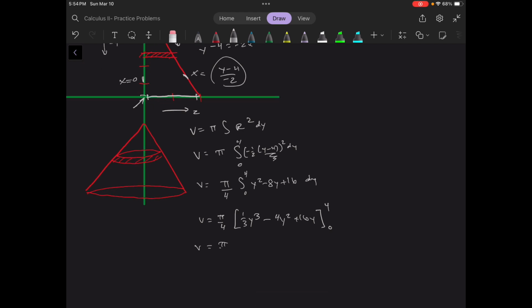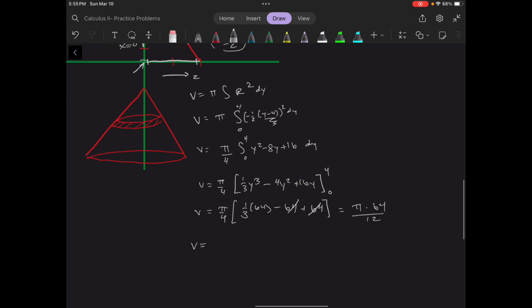So let's see, we have that pi over 4. We have a 1/3. What is 4 cubed? 4 cubed is 64, minus 64 plus 64, right? Looks good to me. So this minus 64 and 64 cancel. We are left with pi times 64 over 12. And finally, 64 over 12 is the same thing as 32 over 6, which is the same thing as 16 over 3 pi.